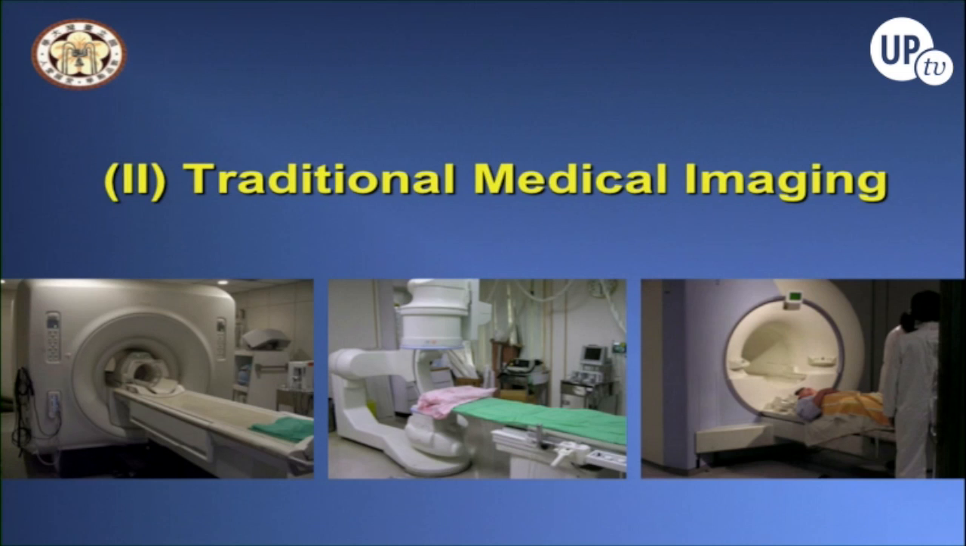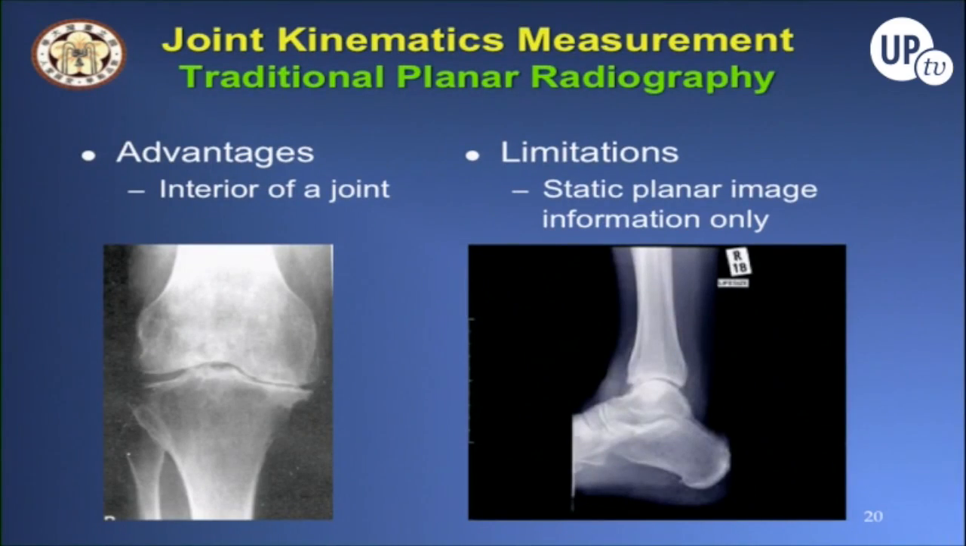So traditional medical imaging methods, there are a lot of medical imaging methods that potentially can be used to measure joint kinematics. But there are advantages and disadvantages. For example, traditional X-ray, planar radiographs, it shows the interior of a joint. You can see the details of the bone, but it's 2 dimensions, and it's static planar imaging. We can't use that to study movement.